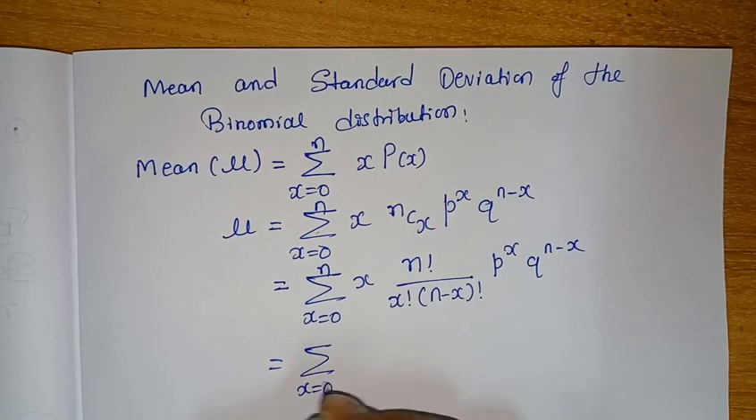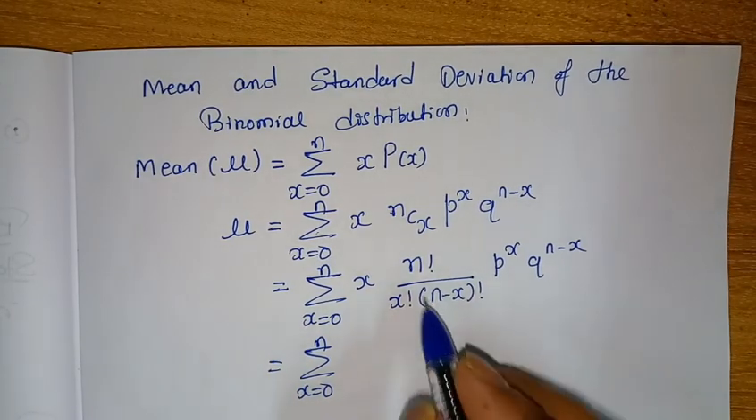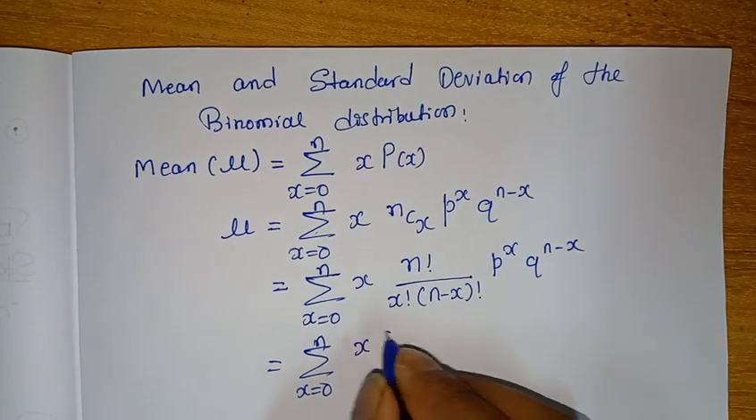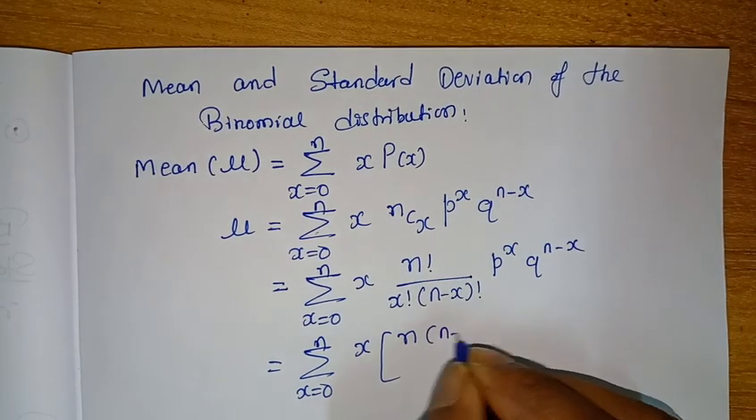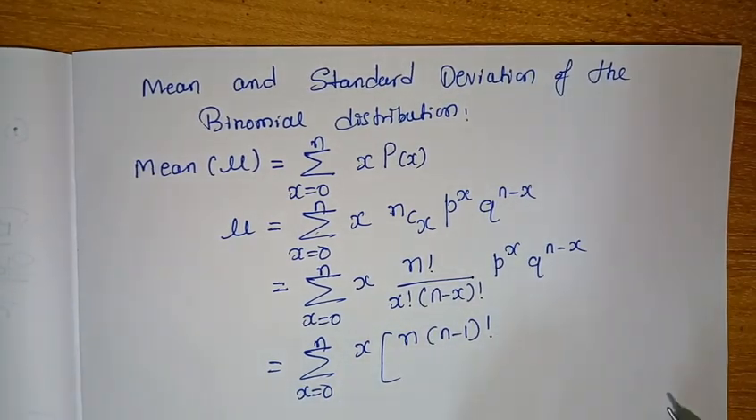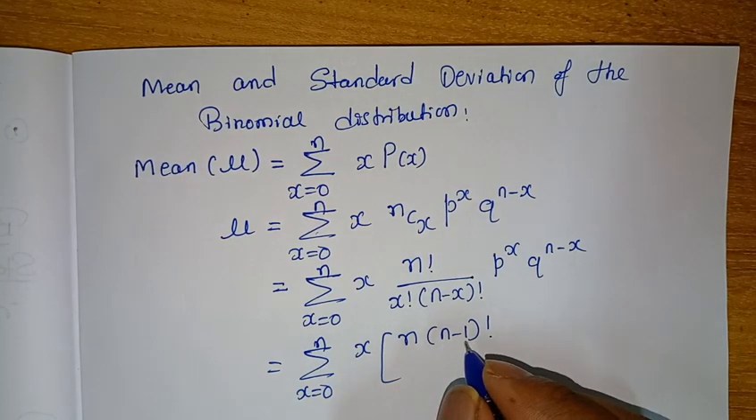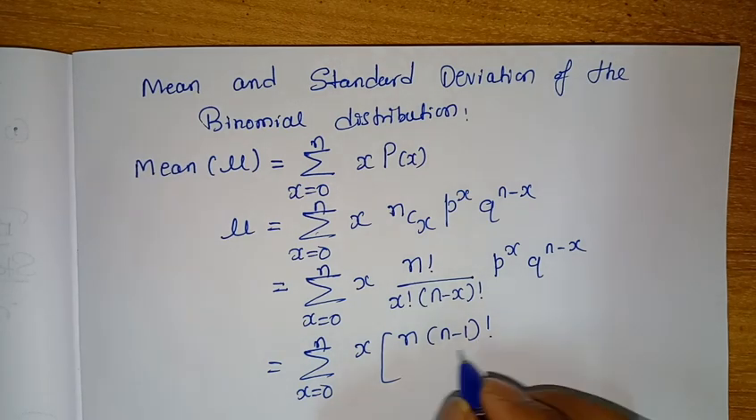Summation x equal to 0 to n. This n factorial we can write as n into n minus 1 factorial, because I need simplification, so that is the reason I have written this. N factorial can be written as n into n minus 1 factorial.